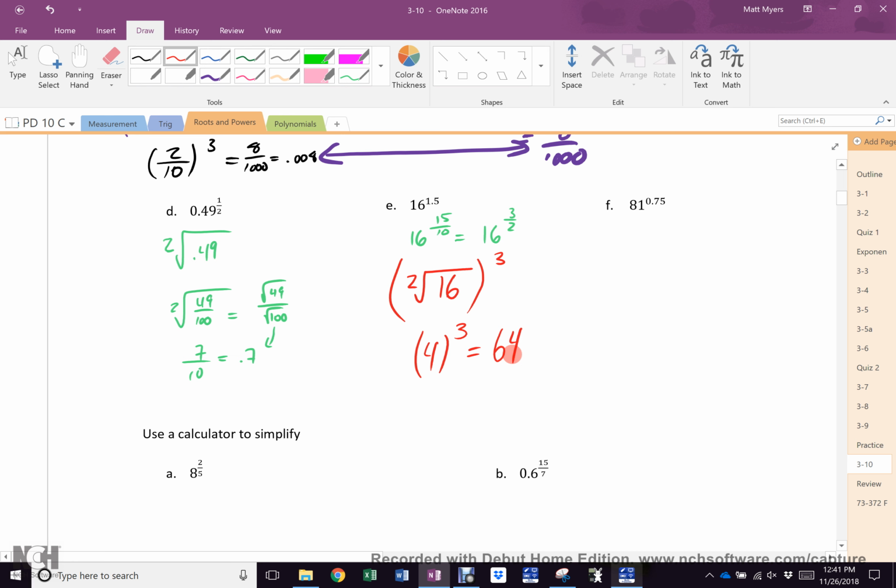Now, pardon me? I do want to know something cool. I put it in the calculator and it was the exact same thing. Stop it! Check your work. You can check your work without going, Mr. Myers, am I doing this right? Stop it!